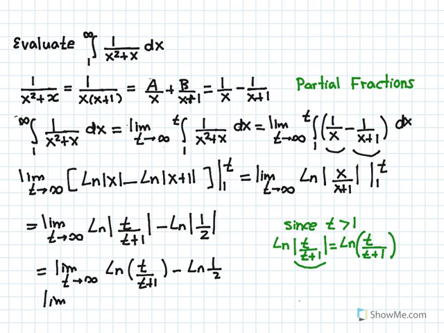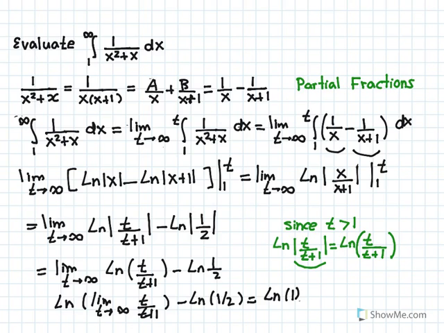And let's take the limit. Actually, let's bring the limit inside the brackets. We get ln of the limit as t goes to infinity of t over t plus 1, minus log of 1/2. And dividing by the highest power, we're going to get ln of 1 minus ln of 1/2. Now, log of 1 is 0, so we get 0 minus (log 1 minus log 2). Log 1 is 0, the minus cancels out, minus times minus is plus. The answer is log 2.